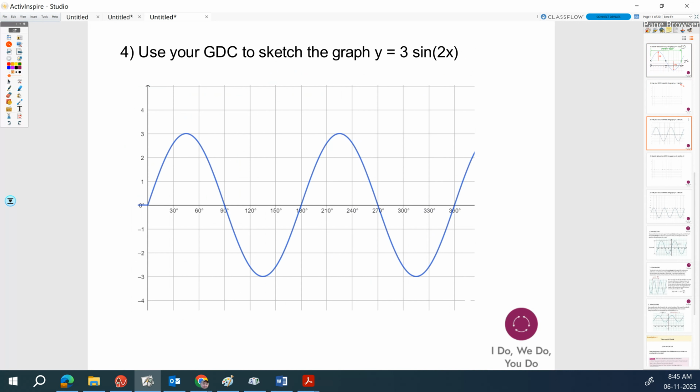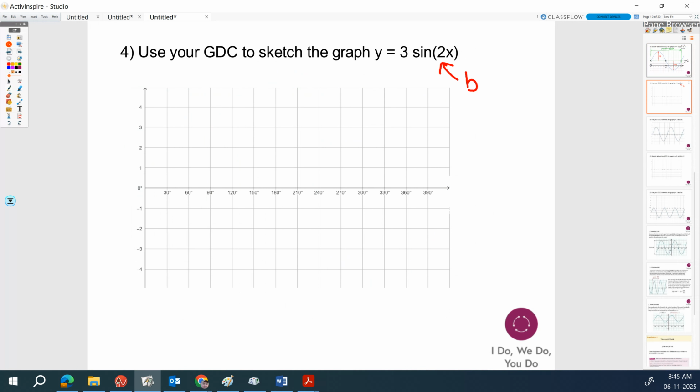So for this graph that we're doing, b is equal to 2. This means that the period is going to be 360 divided by 2. So the period is going to become 180. Instead of multiplying by 2, we're dividing by 2. The b is a horizontal dilation, which is going to halve the period. Our formula for this is: the period is 360 divided by b. This is the formula for the period.